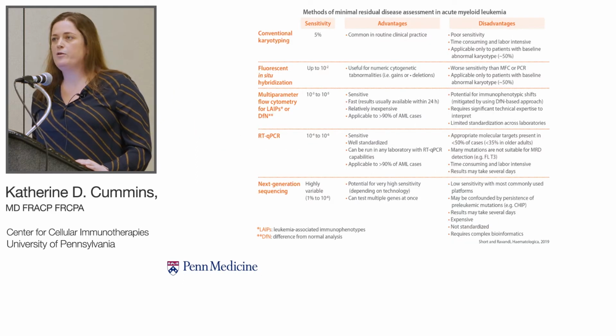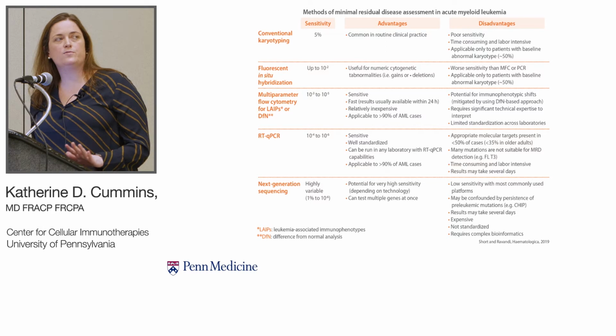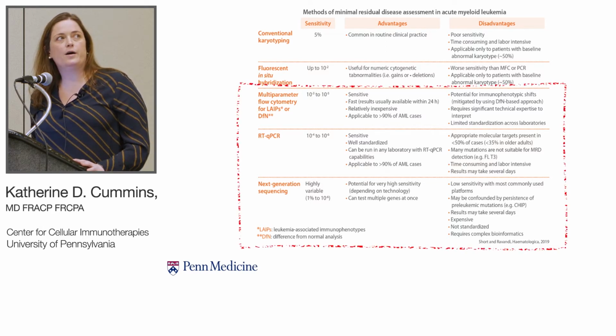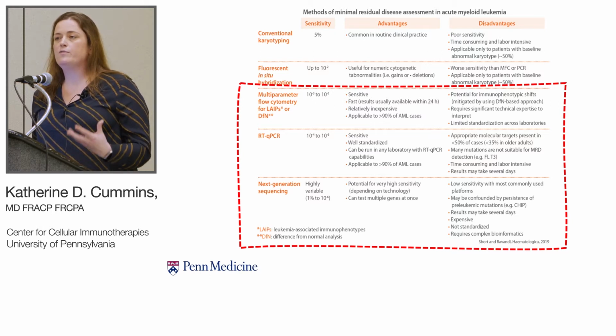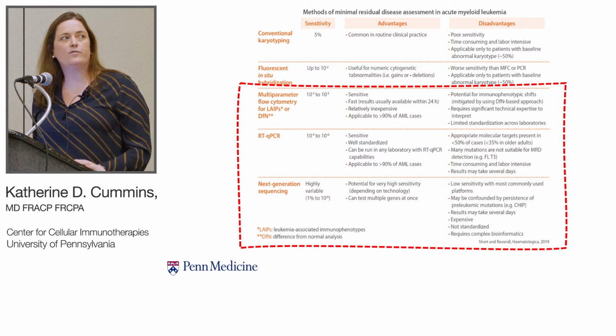Many of you will be familiar with this kind of table, and the purpose of showing it is not to go through everything in detail, but just to point out the limitations of the current gold standards which we have, specifically multi-parameter flow cytometry, RT-PCR and next generation sequencing. They all have their advantages, but none of them really are able to give a full picture of exactly what is going on at a very granular level.